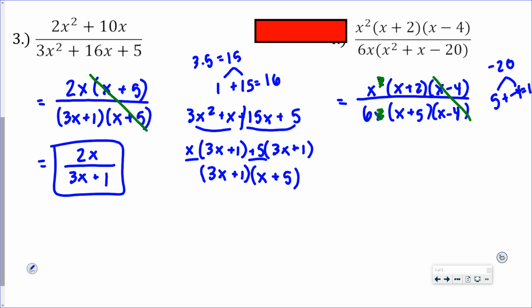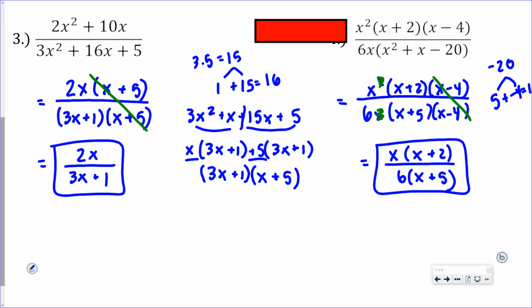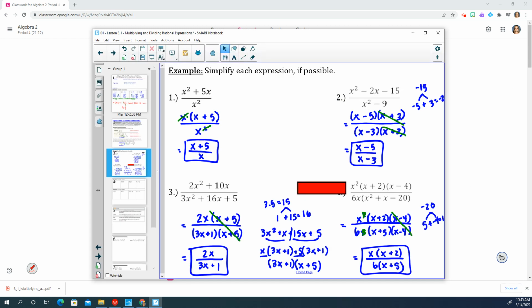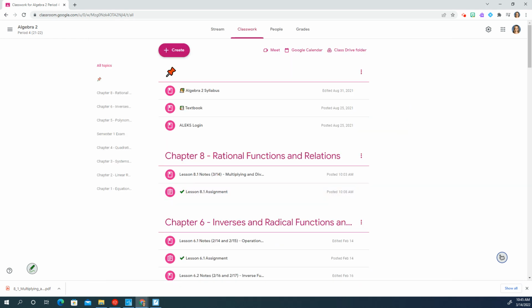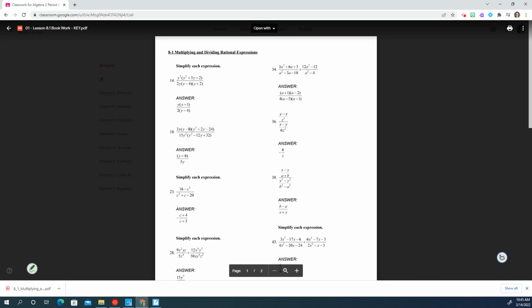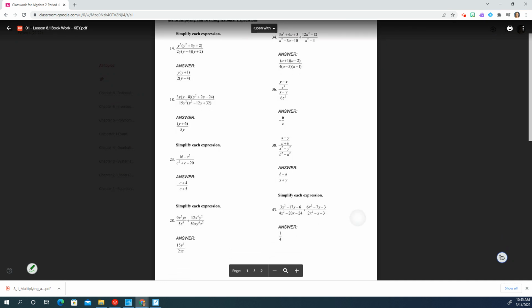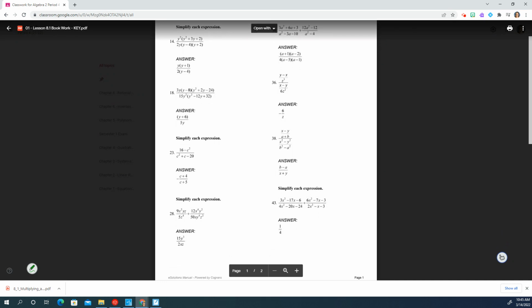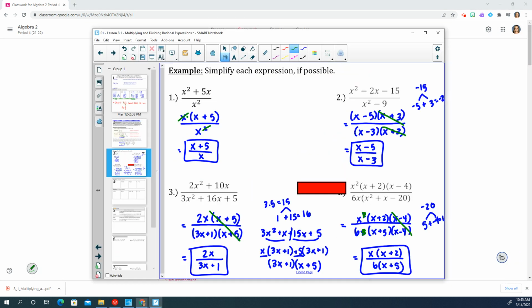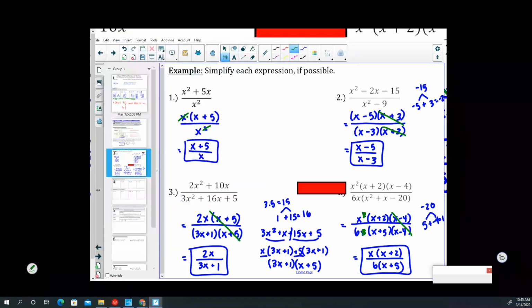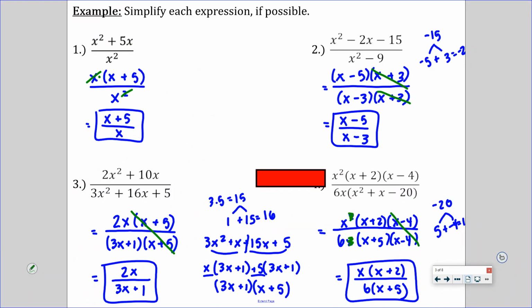Now, folks, when you're writing your final answer, you can just keep it in this factored form. You don't have to distribute the 6 through, and you don't have to distribute the x through. You should make sure that's what the back of your textbooks do, but I'm okay with you leaving it in this factored form. Let's take a quick look at the textbook ones. Yeah, they leave it in the factored form. Okay, good. All right, that's straight up simplifying. Easy enough, right? It's just a lot of factoring.